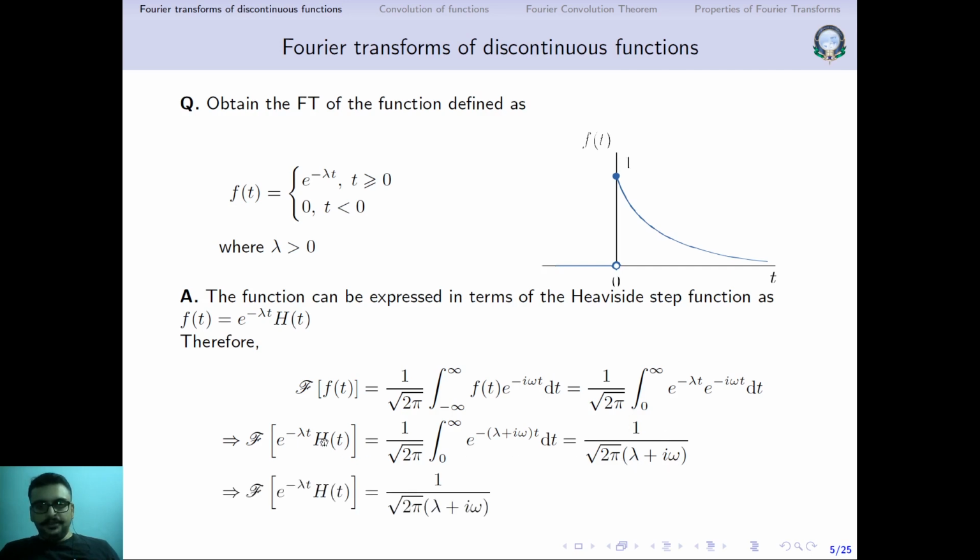So we can write it like this: the Fourier transform of this function f of t, which can be written as e to the power minus lambda t h of t, is equal to 1 by root over twice pi, times 1 by lambda plus i omega. So this is the result that we obtain.